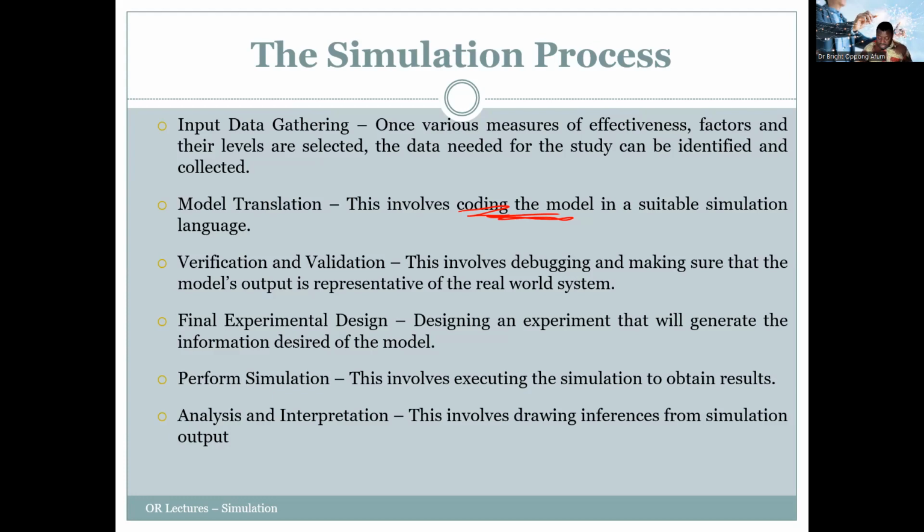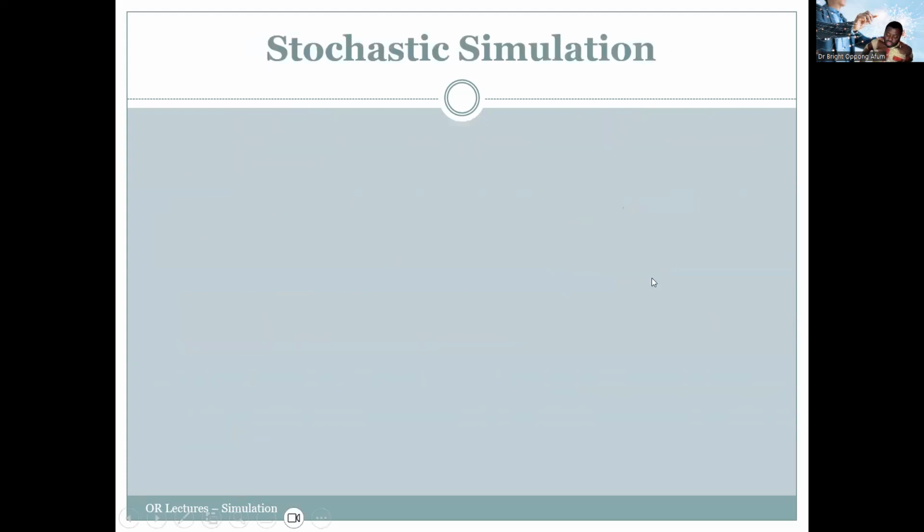So we will look at the next subject, which is stochastic simulation. All right, so we will take a typical activity and we'll simulate it stochastically. So usually we'll use what we call the Monte Carlo process, right?